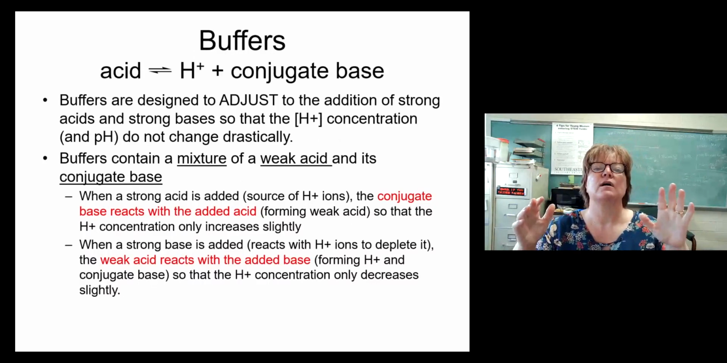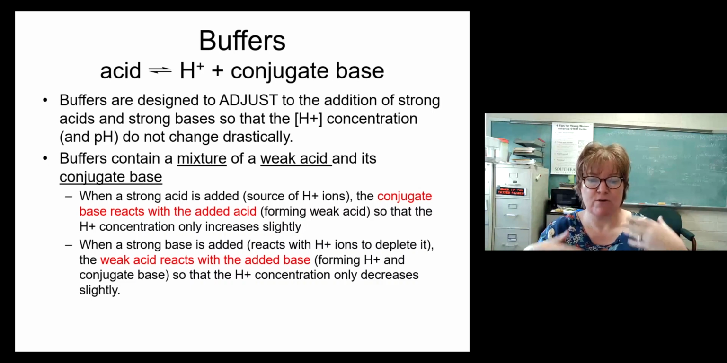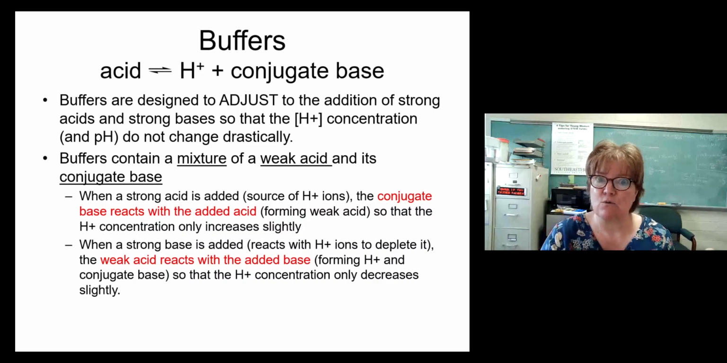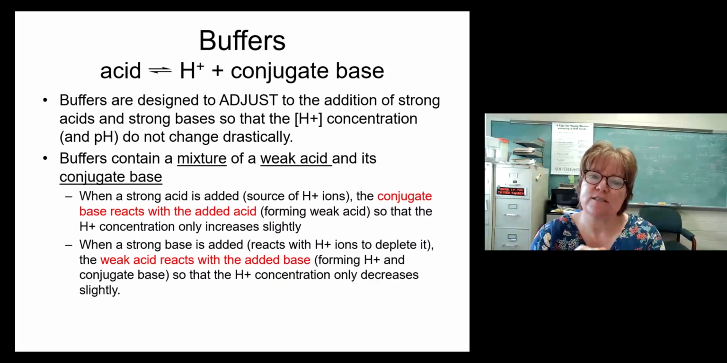Okay, so finally we can say something about a buffer. What is a buffer? Buffers are a mixture of a weak acid with its conjugate base in approximately equal amounts. And they're designed to be able to adjust to the addition of strong acids and strong bases so that the concentration of protons doesn't fluctuate wildly. So buffers are designed to resist pH change.